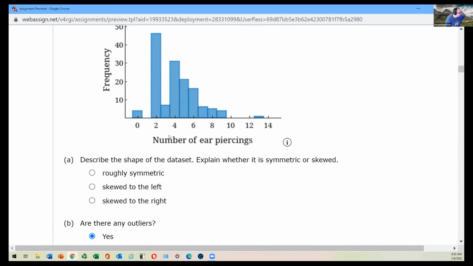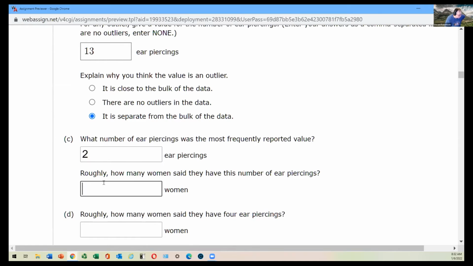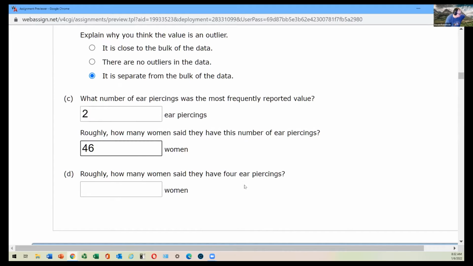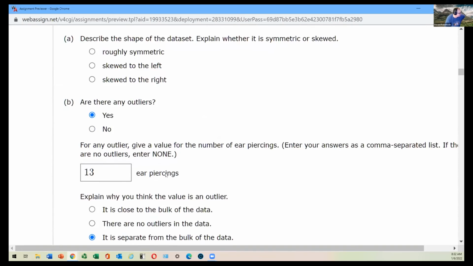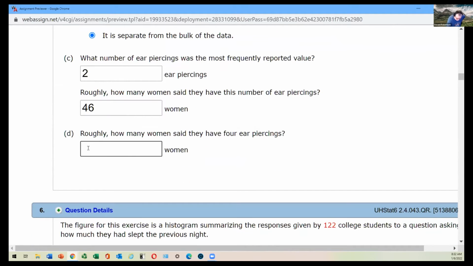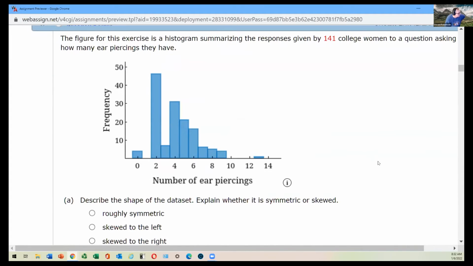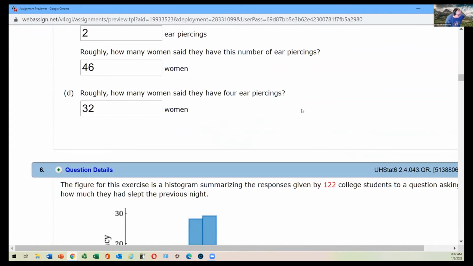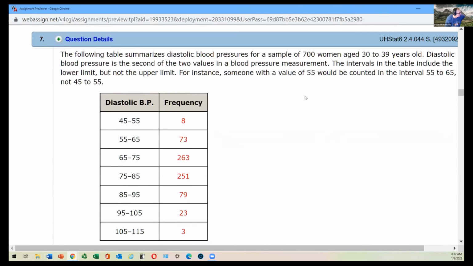And roughly how many? I'm going to go for 46, but it's a rough, it might be 47. And roughly how many women said they had 4? I'm going to say 32, but it might be 31 or 33. For the most part, would you agree these are pretty straightforward questions, right? There aren't any tricks. There aren't actually really any calculations either. We'll do lots of calculations, but that will be in the future. Covered that one.